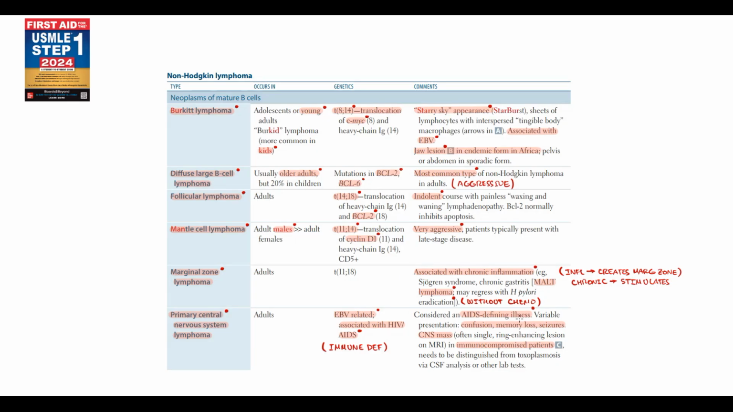Clinically, variable presentation: confusion, memory loss, seizures, focal neurological deficits. On MRI, single or multiple ring-enhancing lesions in immunocompromised patients. And here is the classic exam trap. That MRI appearance of ring-enhancing lesions in an AIDS patient looks identical to toxoplasmosis, which is far more common.